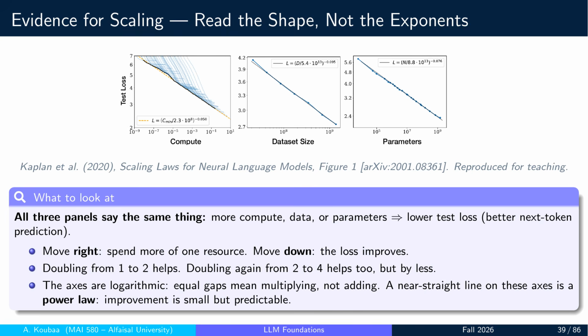Now, the evidence, and I want you to read the shape rather than the exponents. Look at the axes first. Both axes are logarithmic, and the points fall on a straight line. That is the entire claim of this figure. 3 separate resources, compute, data, and parameters, each give a straight line over many orders of magnitude. That regularity is genuinely remarkable, and it is what makes planning possible at all.